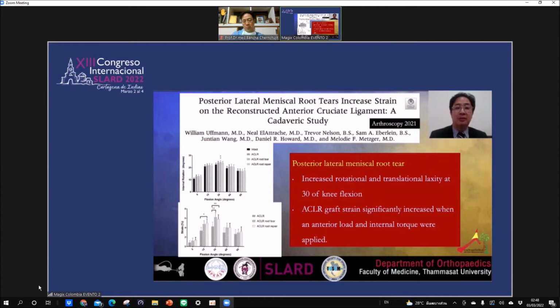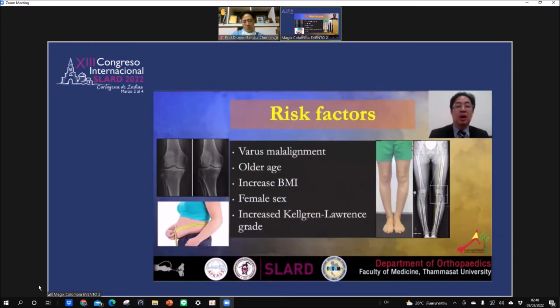This cadaveric study from Arthroscopy 2021 showed that after performing lateral meniscus root detachment, there was a significant increase in rotational and translational laxity at 30 degrees of knee flexion. These are the risk factors for posterior meniscus root tear: varus malalignment, increased BMI, and female sex with high KL grade.